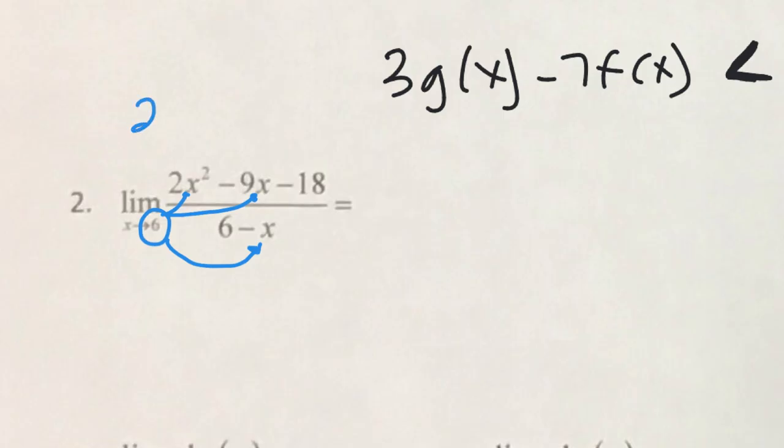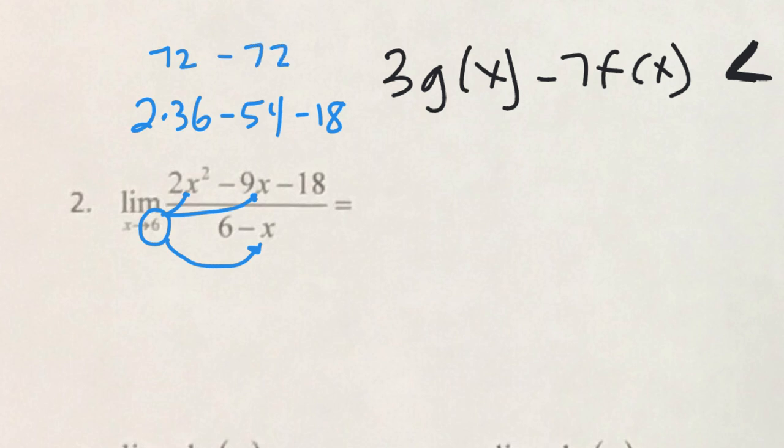Okay, so 2 times 36, because 6 squared is 36, minus 54 minus 18. 2 times 36 is 72. This is also 72, so our top is 0, and the bottom, 6 minus 6 is 0. Okay, right, so this isn't actually part of the problem. This is just allowing us to know that now we have to do some type of algebraic manipulation.